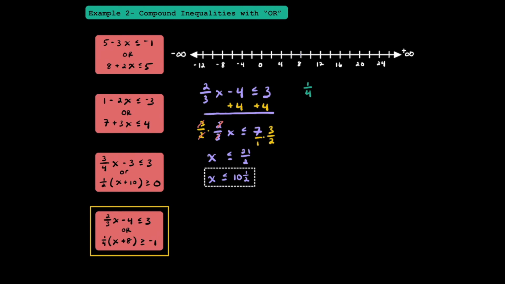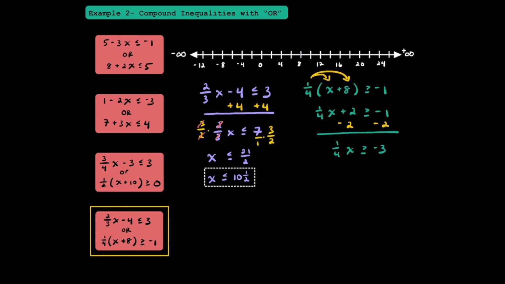Now let's solve our second part, which is 1/4 times a quantity of x plus 8 is greater than or equal to -1. We'll start by distributing this 1/4 to the x and to the 8. In doing so, 1/4 times x is just 1/4 x, and 1/4 times 8 is just going to be 2. This is going to be greater than or equal to -1. Next, we're going to subtract 2 from both sides of the inequality. 2 minus 2 is going to be 0, and we have 1/4 x is greater than or equal to -3. Then we're going to multiply both sides of the inequality by 4. These 4's will cross cancel on the left side, and we'll have x is greater than or equal to -12.